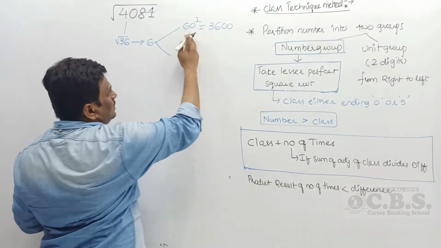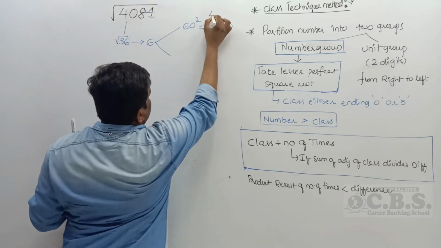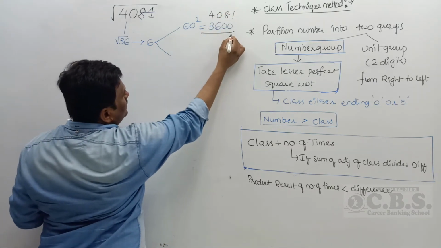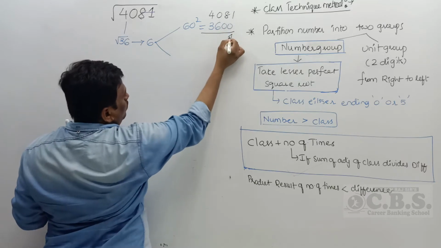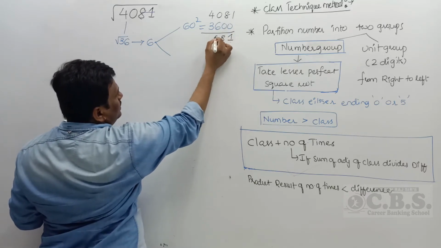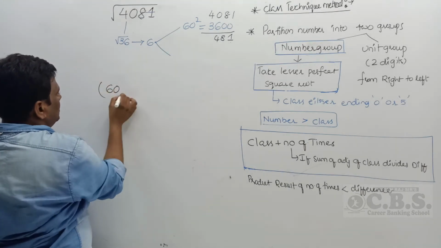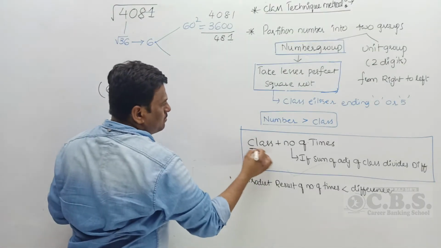Okay, so take 60. Is 4081 more than 3600? Yes, it is more. What is the difference? You find the difference. What is the difference? 4081 minus 3600 is 481. Therefore our starting class is 60. Okay, our class is 60.